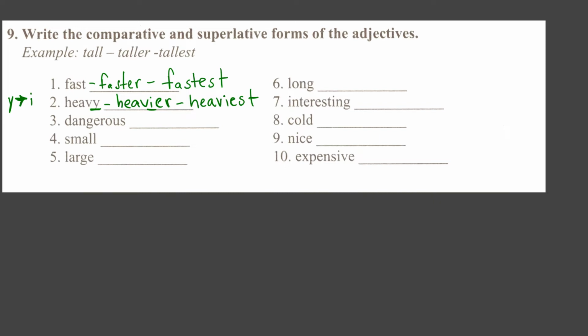Okay. Our next word, number 3, is dangerous. So dangerous has 3 syllables. Dangerous. So since it has 3, what we need to do is say more dangerous for our comparative. And then for our superlative form, we're going to say most dangerous.